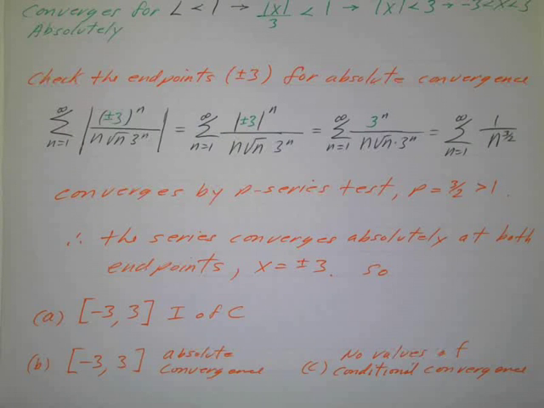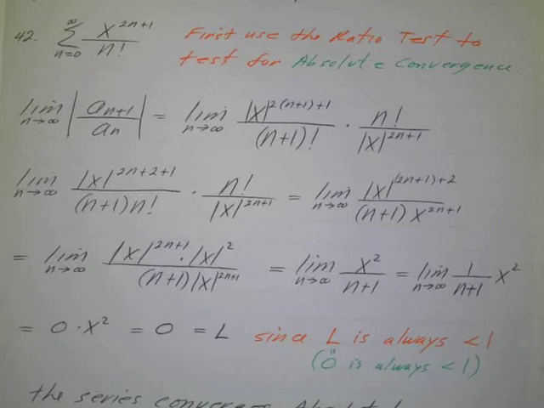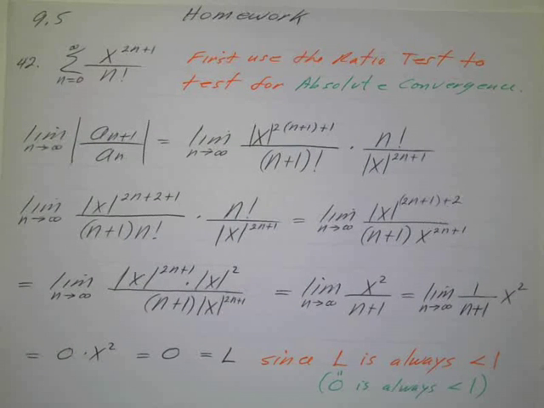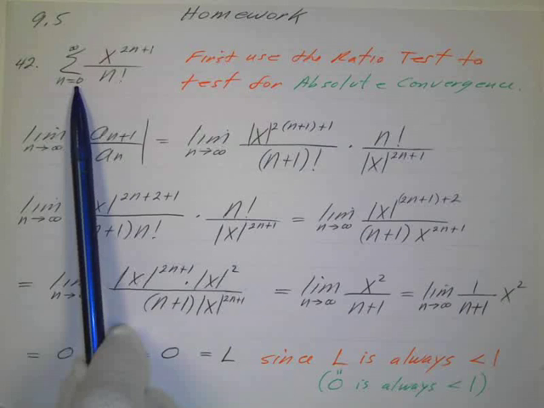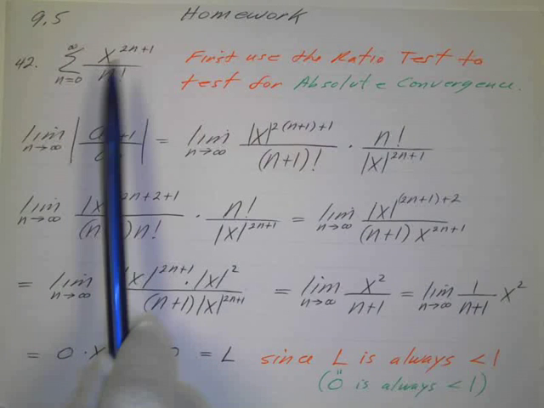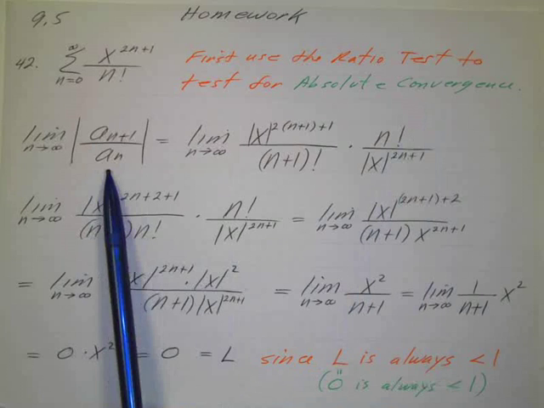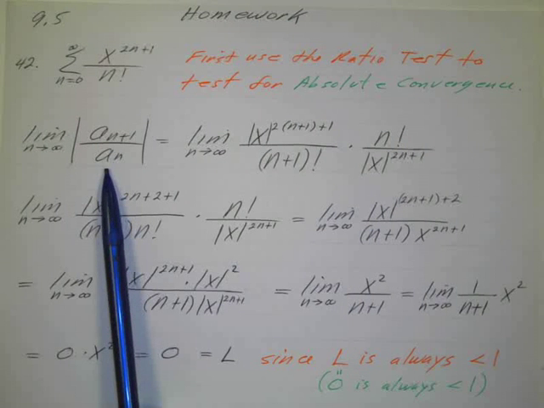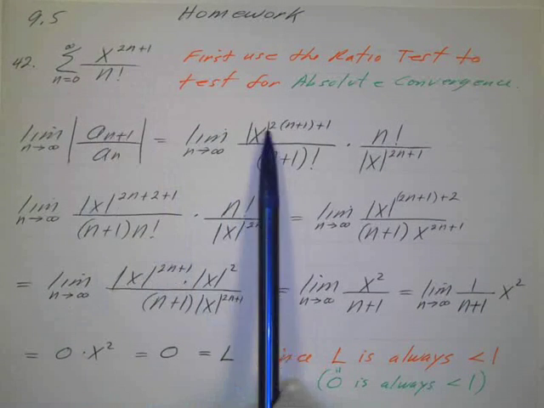Think about that. And then 42. I wrote a few extra steps on here just to make sure it's really concise. It's not that difficult. Again, this was our series, the summation n equals 0 to infinity of x to the 2n plus 1 over n factorial. First we'll use the ratio test again to test for absolute convergence. So again, we're going to do the limit as n approaches infinity of the absolute value of a sub n plus 1 over a sub n. And every time I see an n, I put an n plus 1.